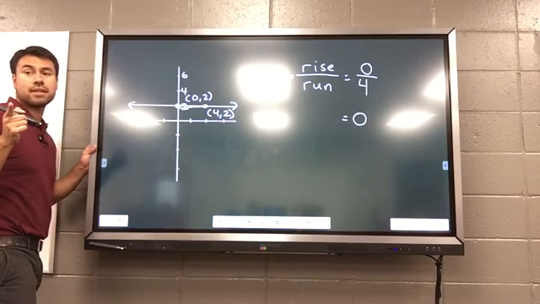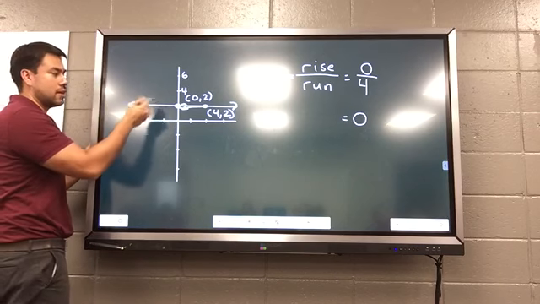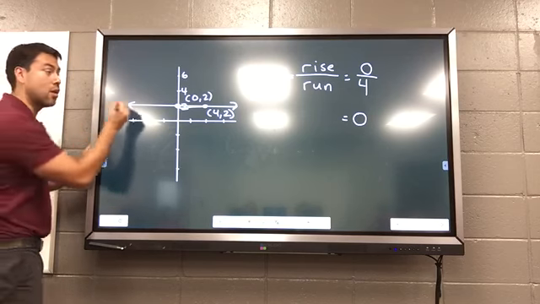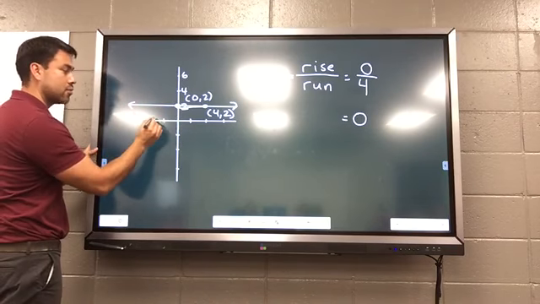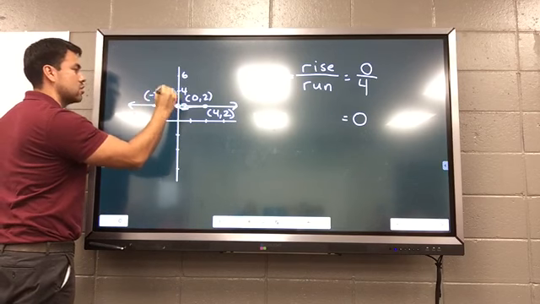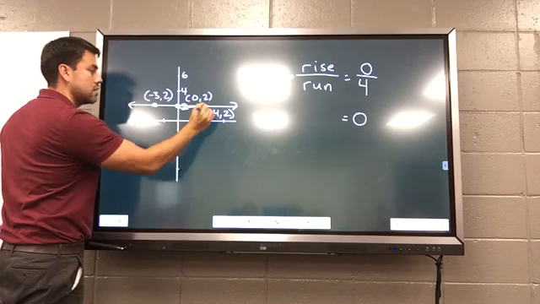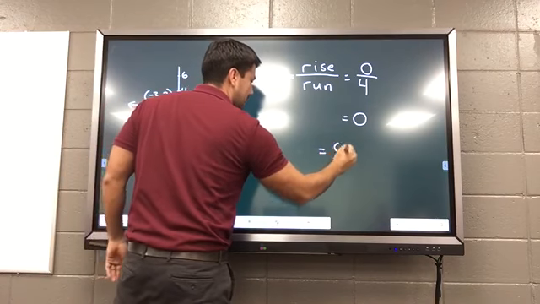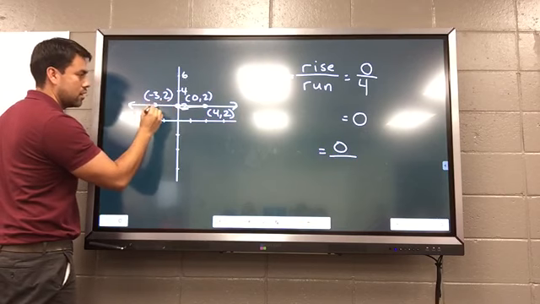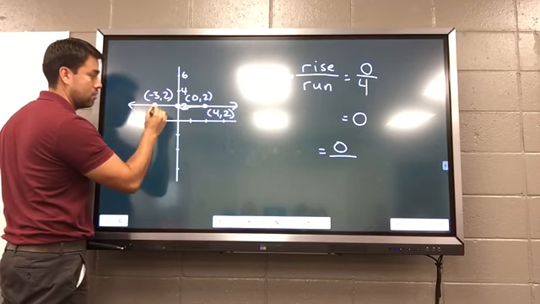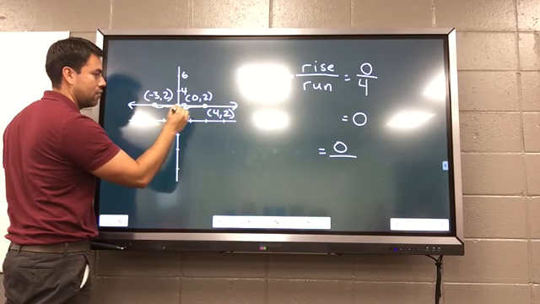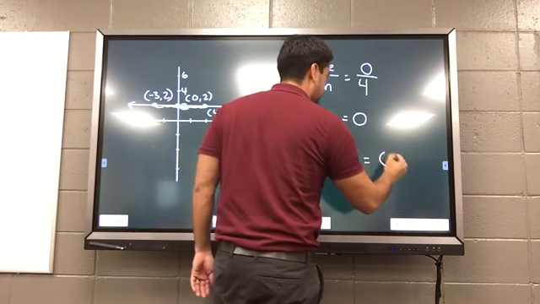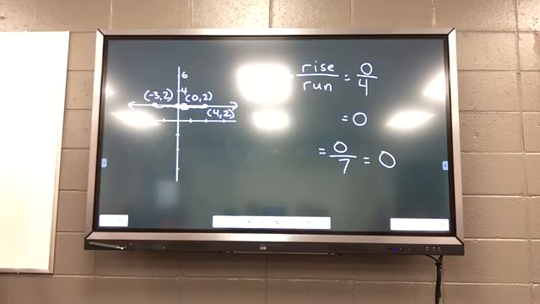Does it matter which points I picked? No. Jensen, give me another point. Over here somewhere. Anything that's on the line. (-3, 2), right here. Okay, let's use these two points. From here to here, what's the rise? 0. It's 0 again. What's the run from here to here? 1, 2, 3, 4, 5, 6, 7. What do I get? 0. Same thing, right? Same slope?